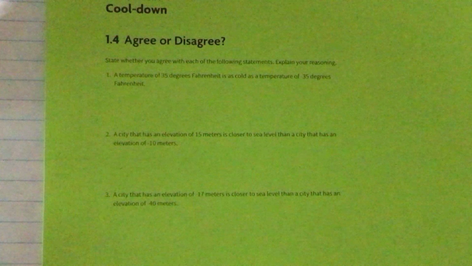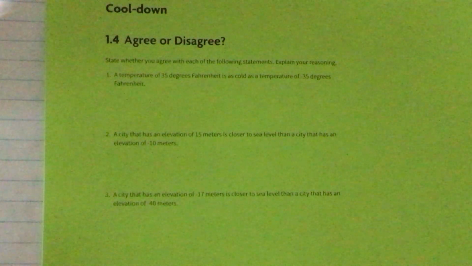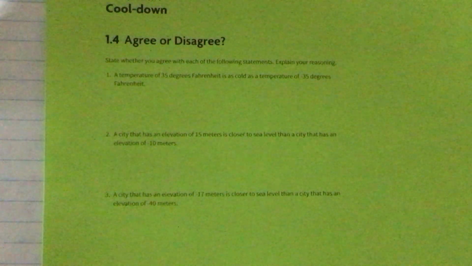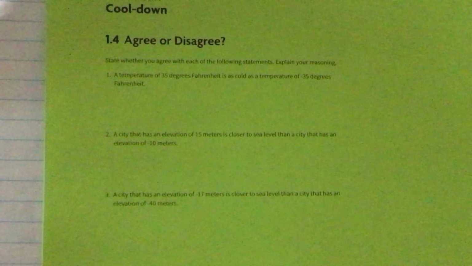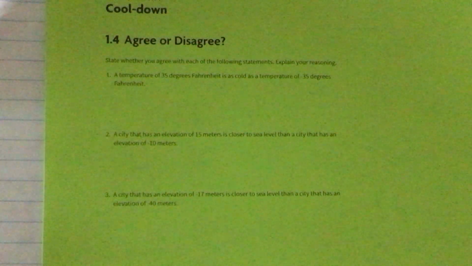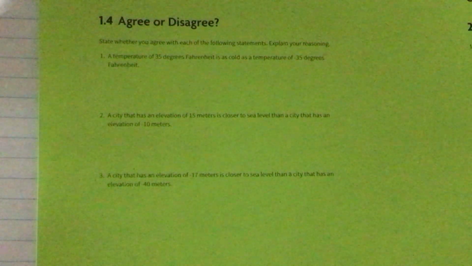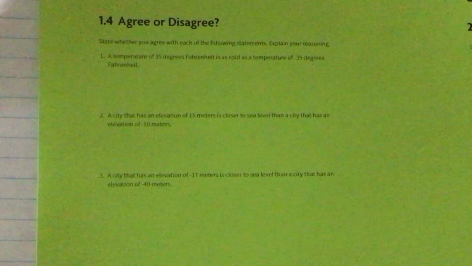Number 2, it says a city that has an elevation of 15 meters is closer to sea level than a city that has an elevation of negative 10 meters. Again, I agree or I disagree and tell me why. And then the last one is a city that has an elevation of negative 17 meters is closer to sea level than a city that has an elevation of negative 40. So that is lesson 1.